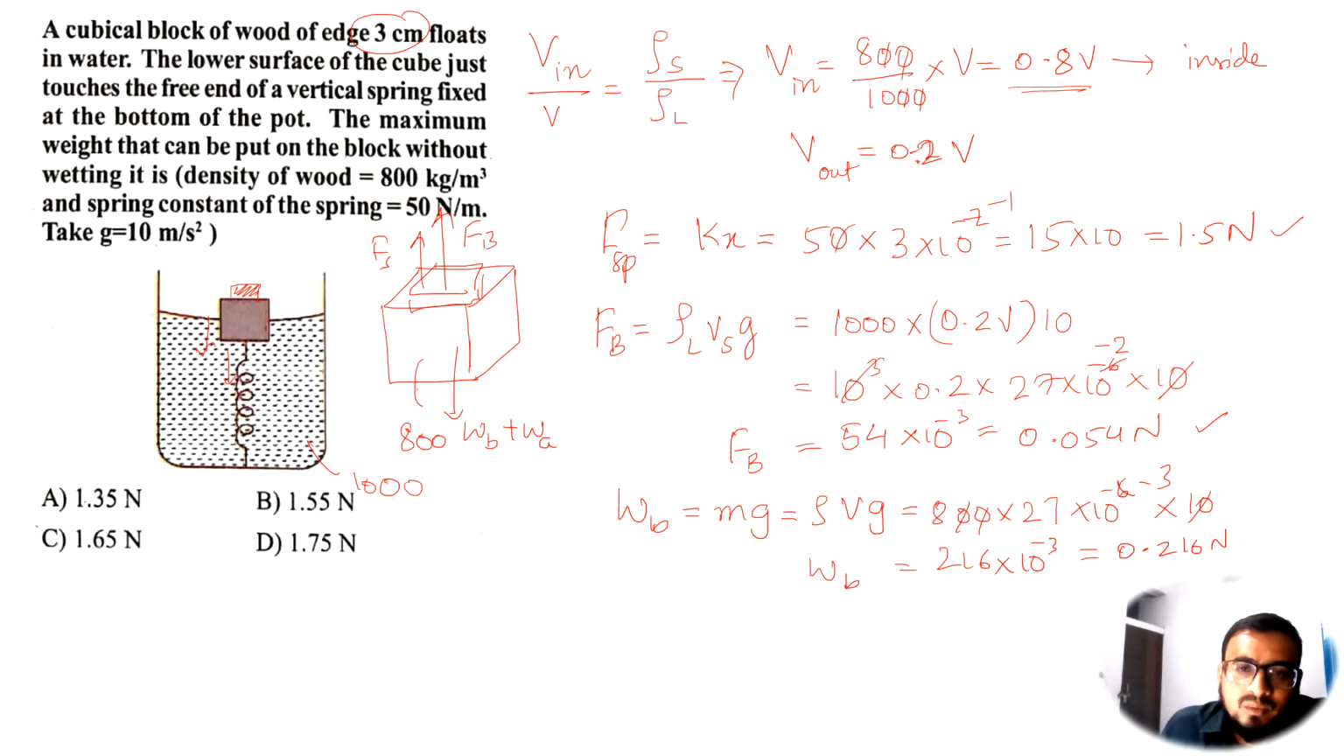Now what is the additional weight, the maximum that can be added? From here, balance. So the spring force plus the buoyancy force minus the weight of the block. The spring force we got to be 1.5, plus the force of buoyancy we are getting as 0.054, minus the 0.216, which is turning out to be 1.35 newtons. So this is the answer.